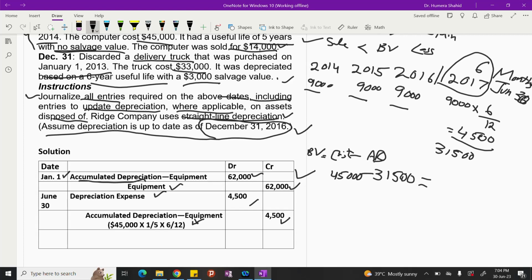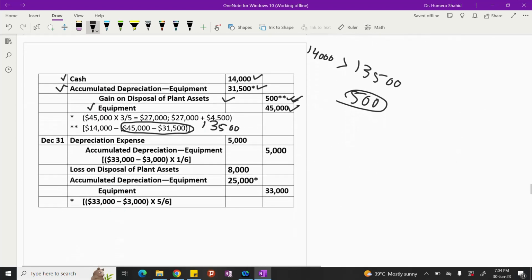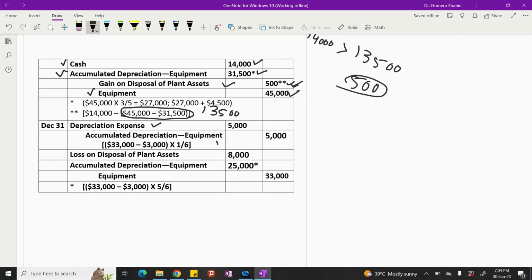We are in 2017 and we saw this journal entry, but we have to update the depreciation first for all the 12 months because we are selling it on the last day of the year, right? So if this is the case, let's calculate its depreciation. Straight line depreciation: cost is 33,000, salvage value is 3,000, useful life is 6 years, so 5,000 every year we are going to have depreciation. So let's record this depreciation first. Depreciation expense gets debit, accumulated depreciation gets credit, 5,000 and 5,000.